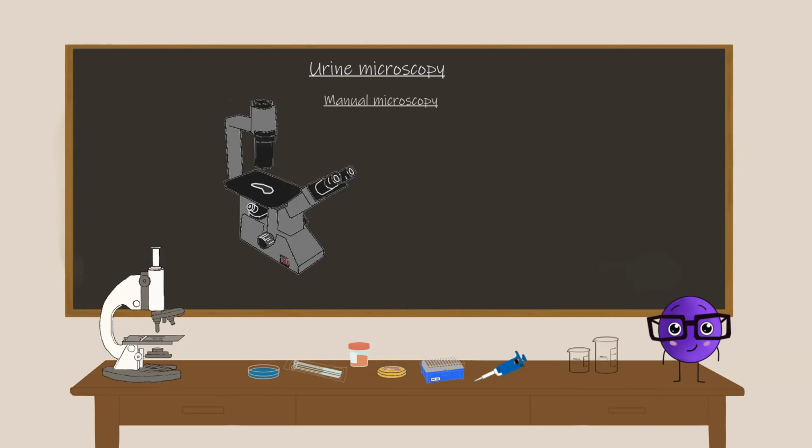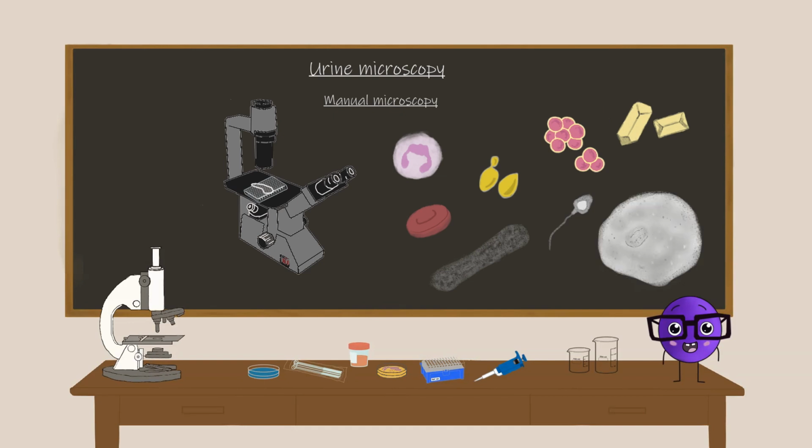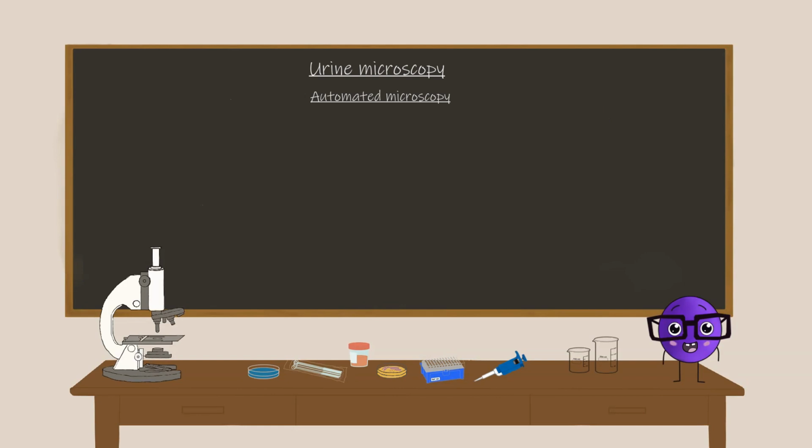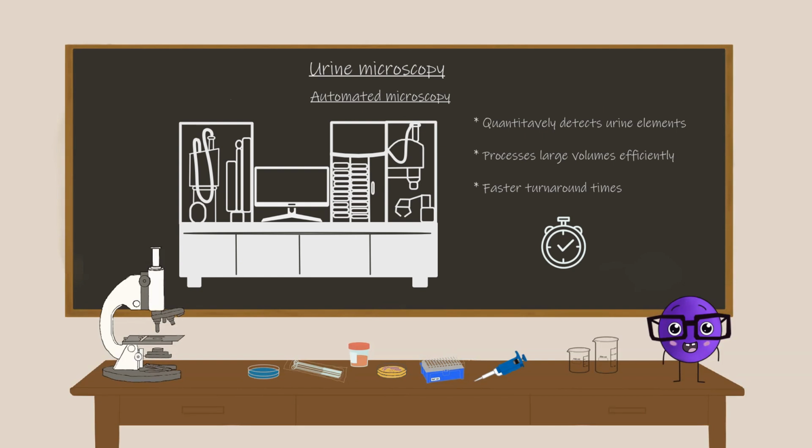The inverted microscope is routinely used to analyze the contents of urine from patient samples. White blood cells, red blood cells, casts, yeast, bacteria, crystals, sperm, and epithelial cells can all be identified using this microscope. Automated microscopy. In larger laboratories, where a higher number of specimens are received, the workload is managed by the use of automated urine analyzers. These analyzers have the ability to quantitatively detect different elements in urine samples and process large volumes efficiently, allowing faster turnaround times for the test results.